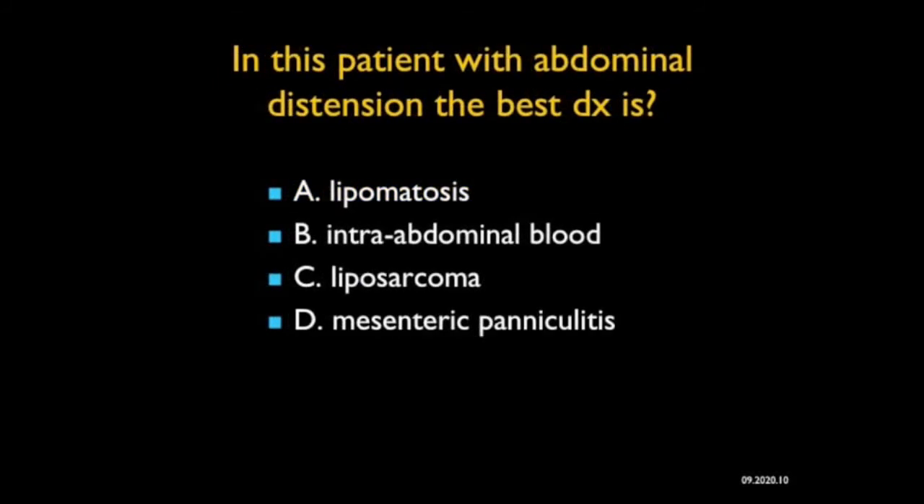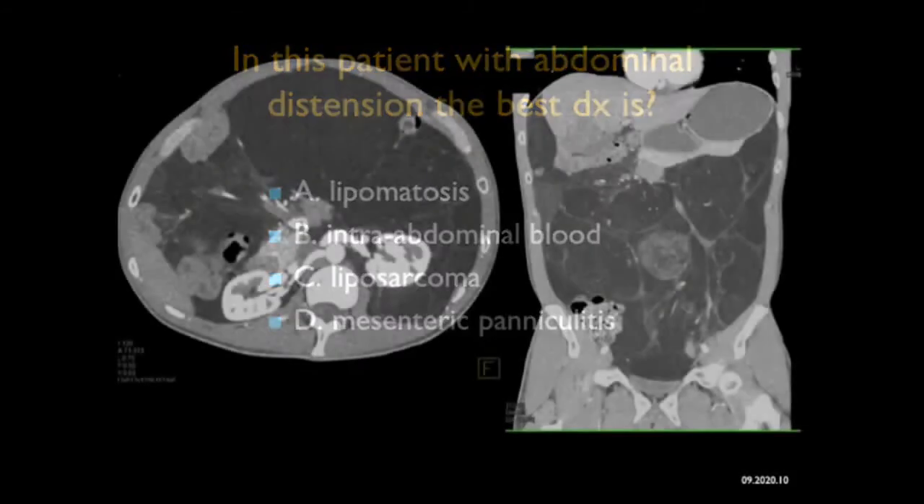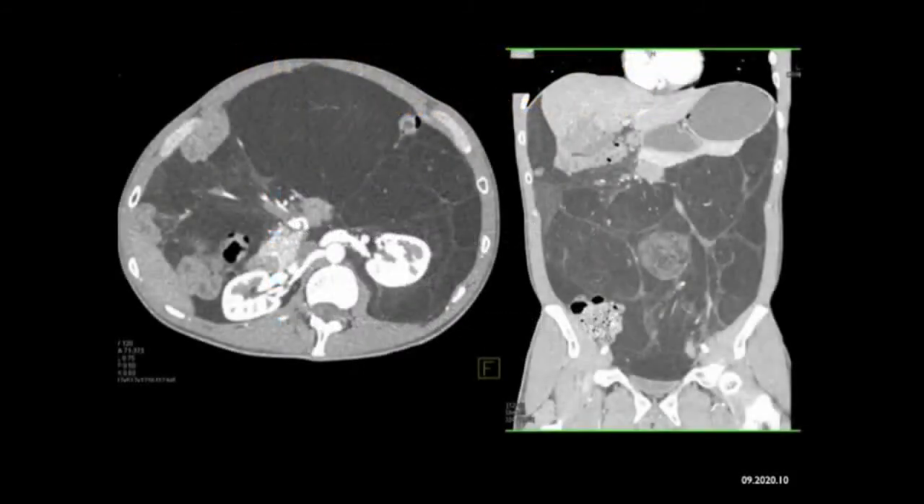Now, this patient had abdominal distension, and I'm asking what's the best diagnosis. When you look, the bowel is displaced, the kidneys are displaced, and there's some soft tissue infiltration of the entire abdomen. When you look, it's not fluid, and when you look at it and measure it, you recognize it's fat. There's fat infiltrating the abdomen, septation, soft tissue density, displacement of bowel, displacement of kidney.